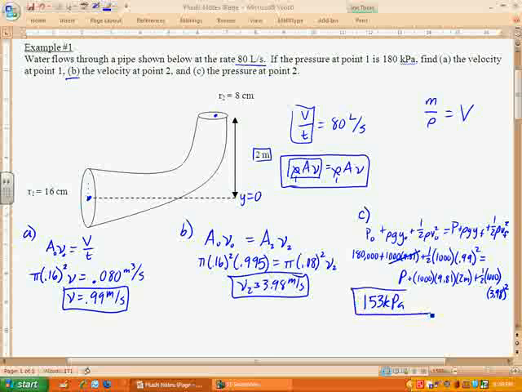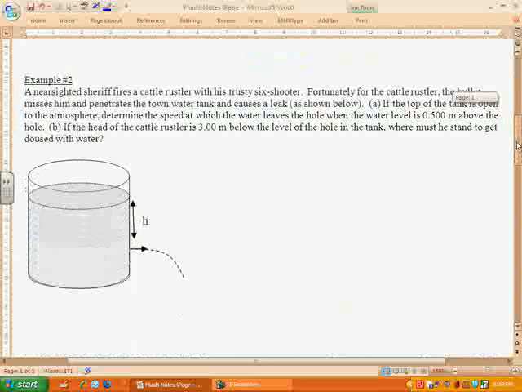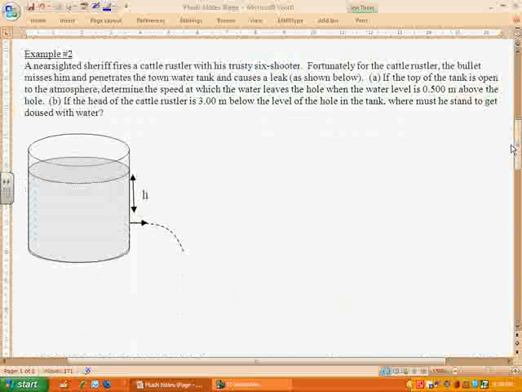Example number 2. A nearsighted sheriff fires at a cattle rustler with his trusty 6-shooter. Fortunately for the cattle rustler, the bullet misses him and penetrates the town water tank and causes a leak. If the top of the tank is open to the atmosphere, determine the speed at which the water leaves the hole when the water level is 0.5 meters above the hole. All right, so the water level is 0.5 meters. This height is 0.5 meters.